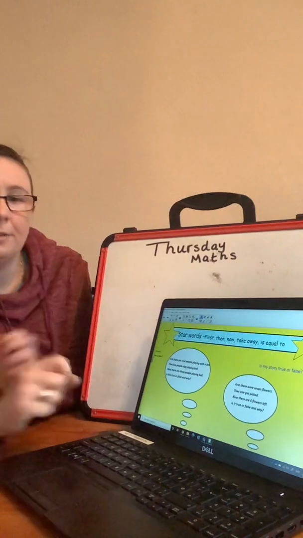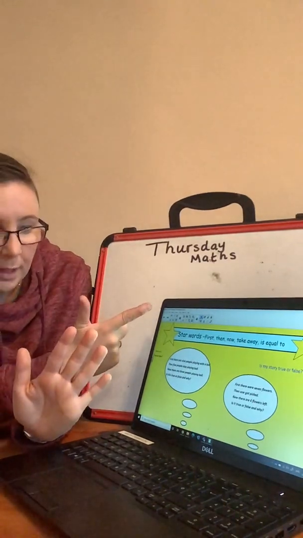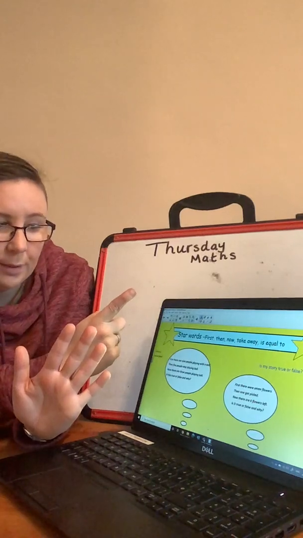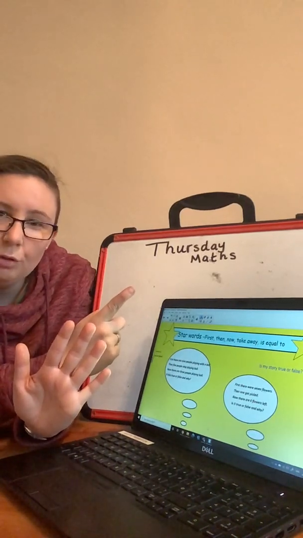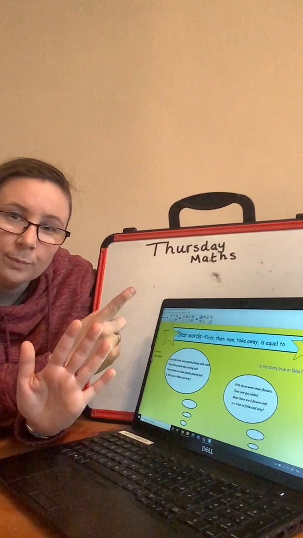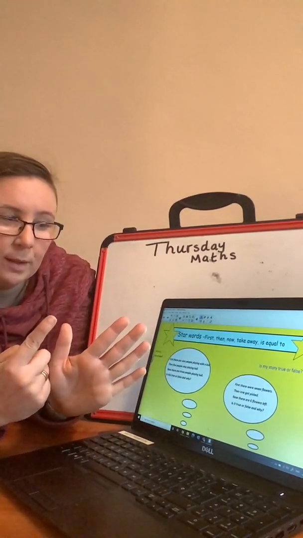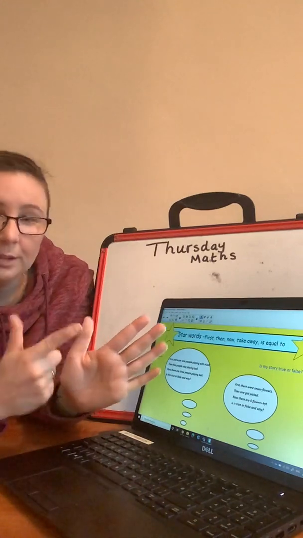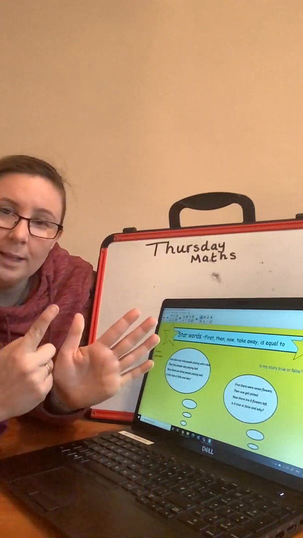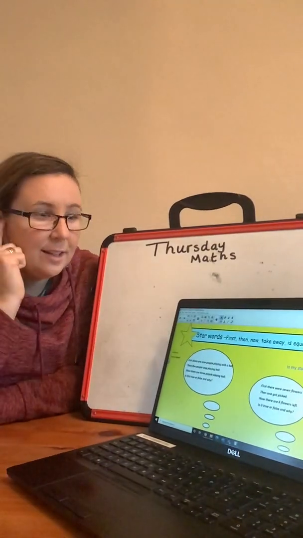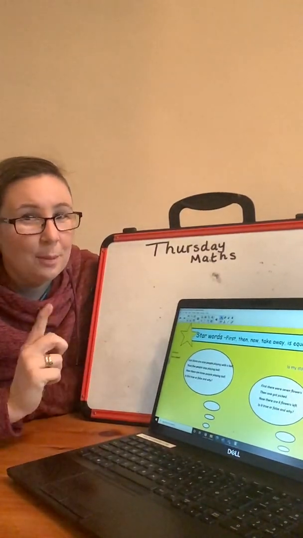First, there were 7 flowers. Then 1 got picked. Now there are 6 flowers left. Is it true or false? Well done, it is true, but why? Why is it true? Well done, because 7 take away 1 is equal to 6. Good job. Some good listening there. Miss Frampton made a few mistakes, but you picked up on them.